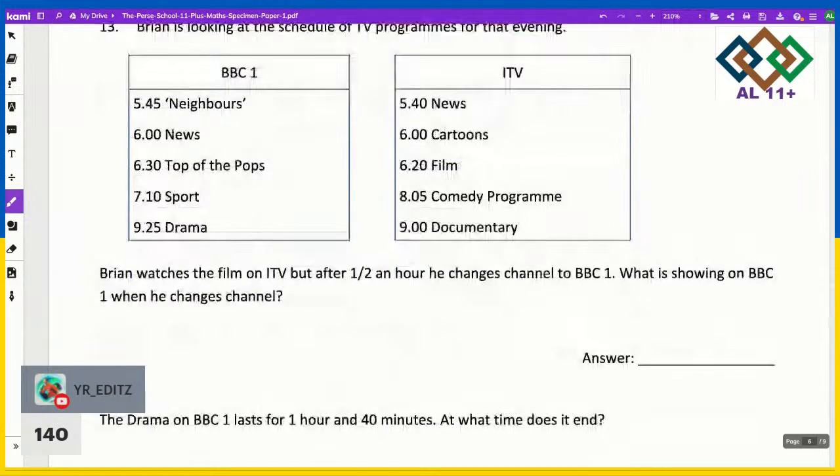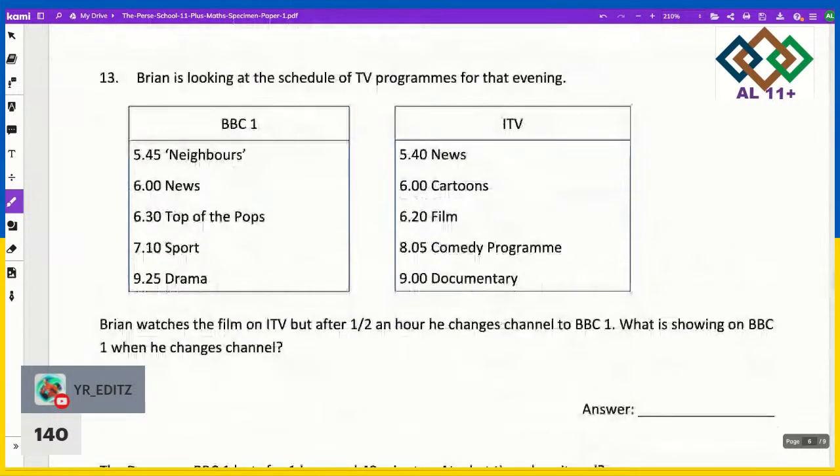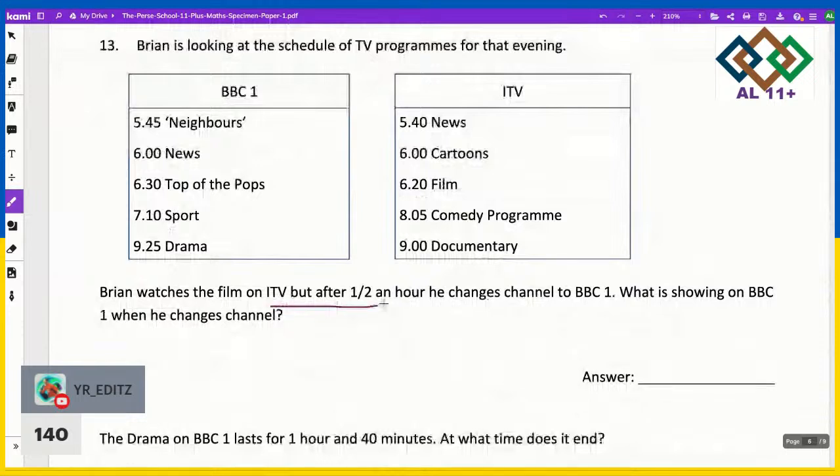So let's find the information they have given us. He watches a film on ITV, but after half an hour. So he's watching a film. Look at the film here. He's watching a film on ITV, but after half an hour means 30 minutes. So do it 620 plus 30. What is that? You guys need to be really good in your time. That would be 650.